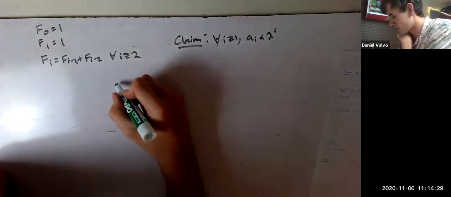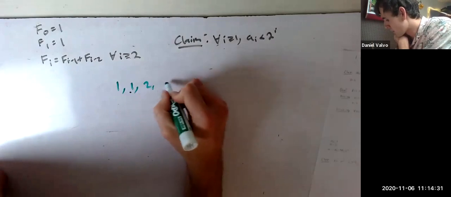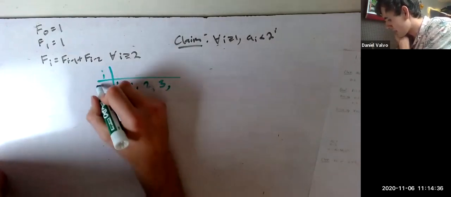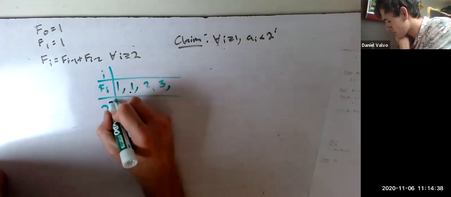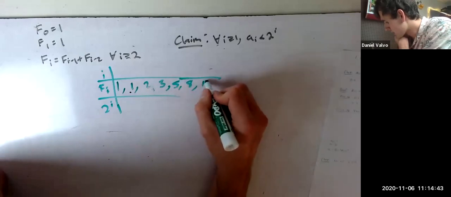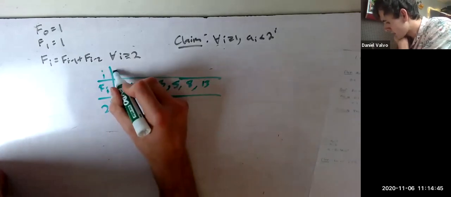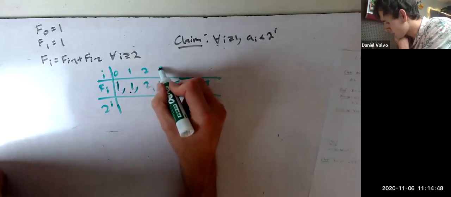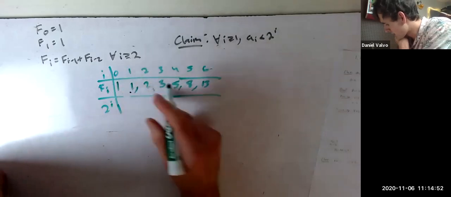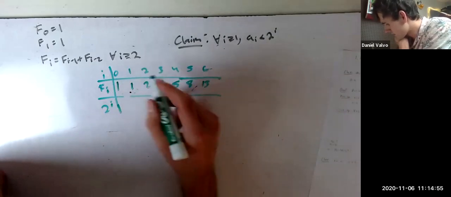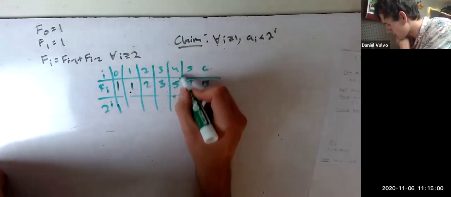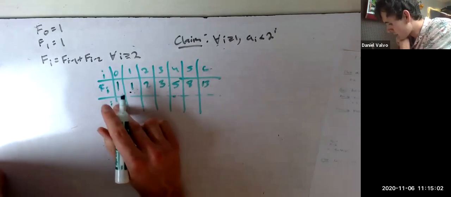I should have left this on the screen. So we had 1, 1, 2, 3, 5, 8, 13, that'll be enough. I'll make a little table here. This will be i, this will be F of i, this will be 2 raised to the i. And i is 0, 1, 2, 3, 4, 5, 6. So the only question is what the heck's 2 to the i?